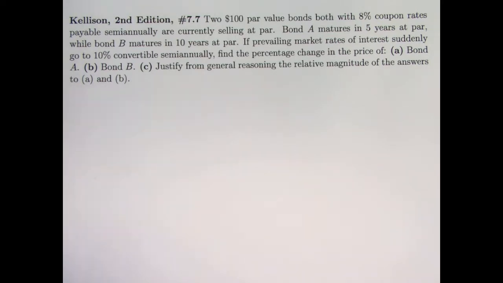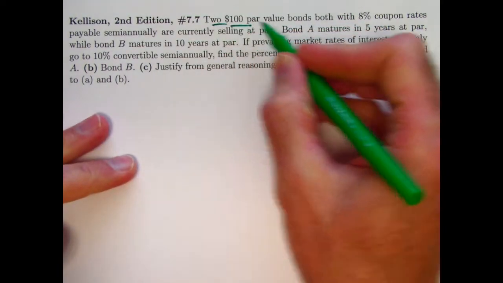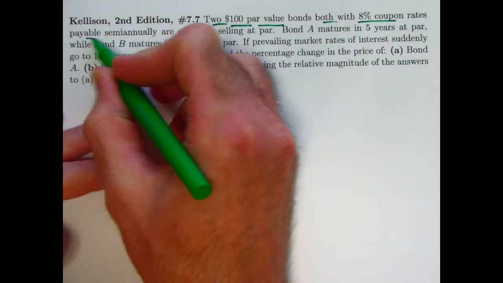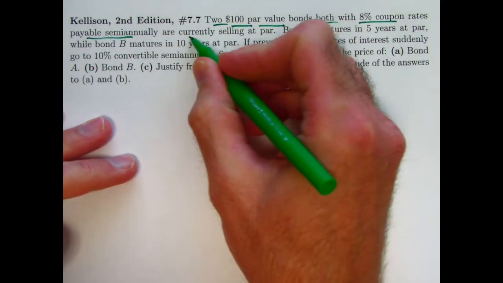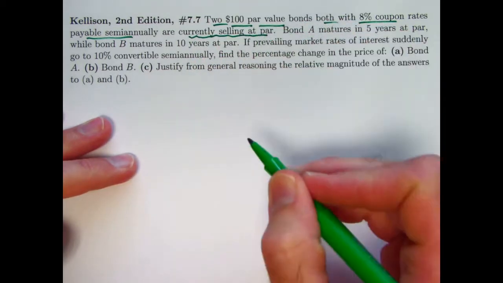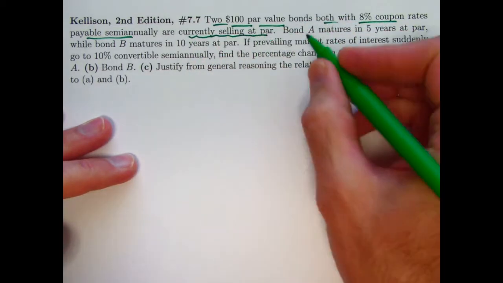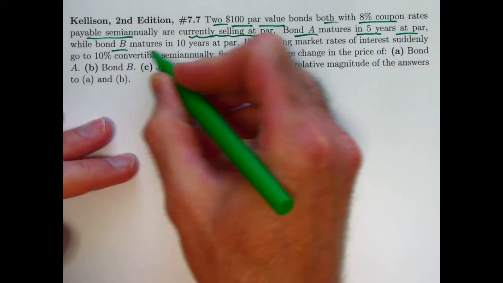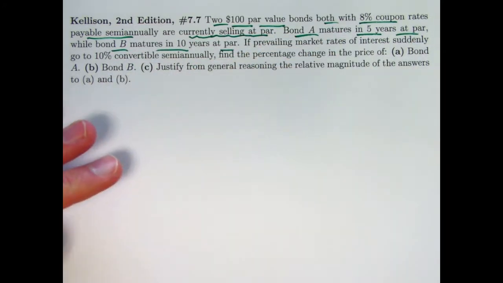All right, so we've got two $100 par value bonds, both with 8% coupon rates payable semi-annually, currently selling at par. Again, that's a very unusual thing. Bond A matures in 5 years at par. Bond B matures in 10 years at par. These are redeemable at par.